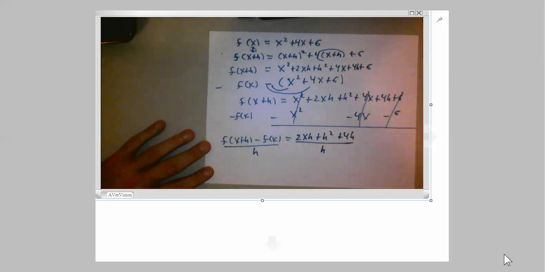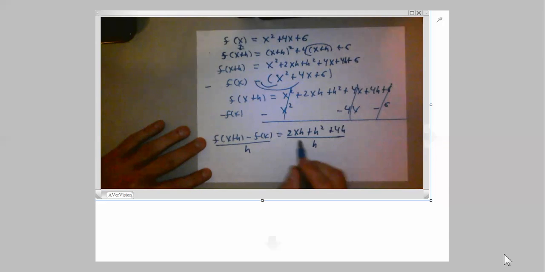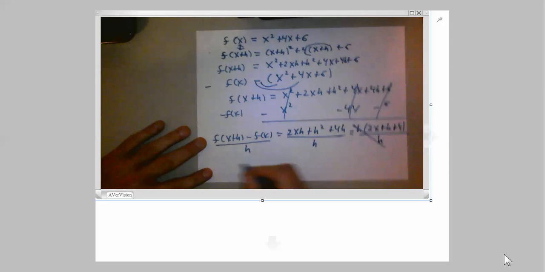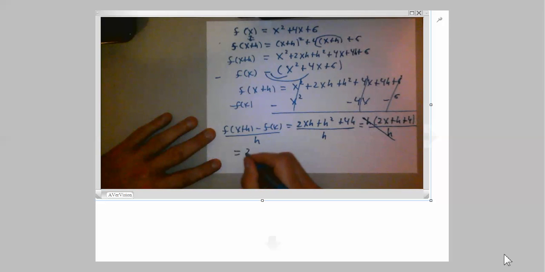And that's the difference quotient, but I can simplify it. I can simplify it because each of these three terms has an h. So I can factor the h out, and I can write it as h times 2x plus h plus 4 all over h. Now, I have a number times this parentheses, which is another number. So whenever I have multiplication over division, I can cancel. And I'm left with 2x plus h plus 4. And this is the answer.